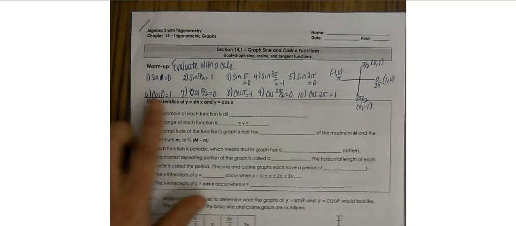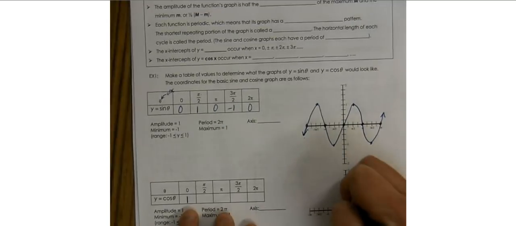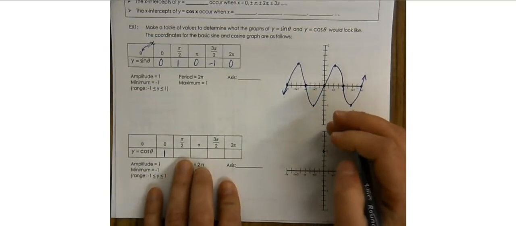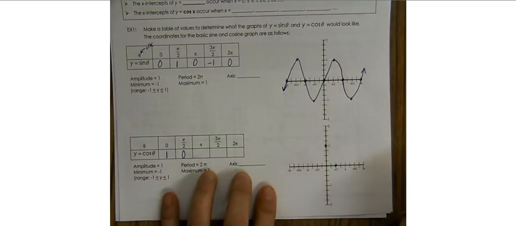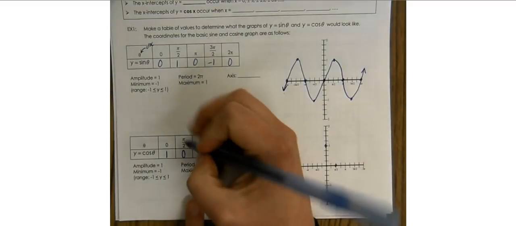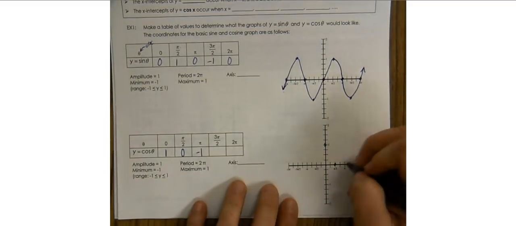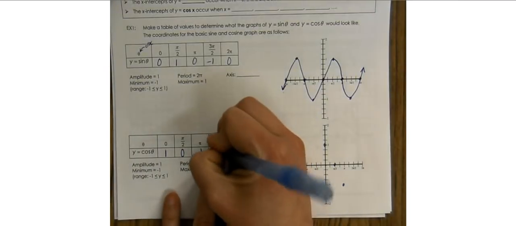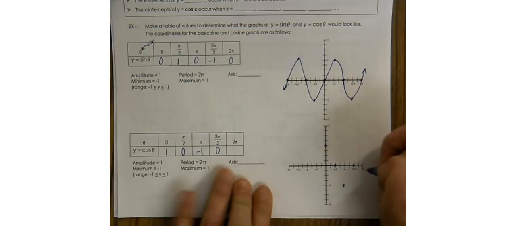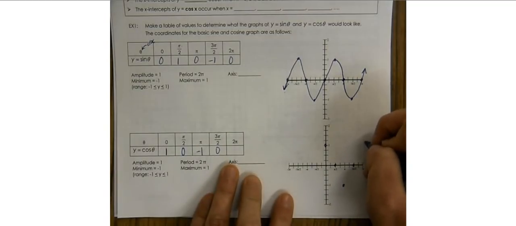Now when it comes to cosine, we know that the cosine of 0 is equal to 1. So I'm going to put 0, 1. So here's 0 up to 1. And then at cosine of pi over 2, that is 0. So at pi over 2, I'm going to go to 0. Then the cosine of pi is equal to negative 1. So I'm going to go down to negative 1. Then the cosine of 3 pi over 2 is equal to 0. So I'm going to go back up to 0. And then the cosine of 2 pi is equal to 1.